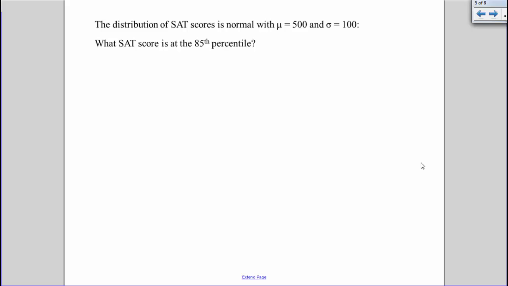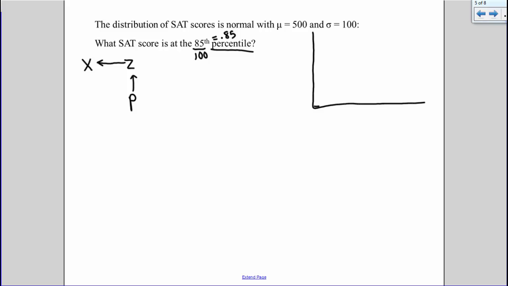So now we are kind of flipping the situation. Whereas before we started off with x, we found the z-score using the z-score formula, and then we found p. Now we're starting with p, the percentile, which can be converted into a proportion or probability by just dividing it by 100. And we're going to find z in the table and then use z to calculate x using the x formula. So what score is at the 85th percentile? Well, when you think about percentiles, and you've been exposed to this already, that tells me what score separates the bottom 85% from the remaining top 15%.